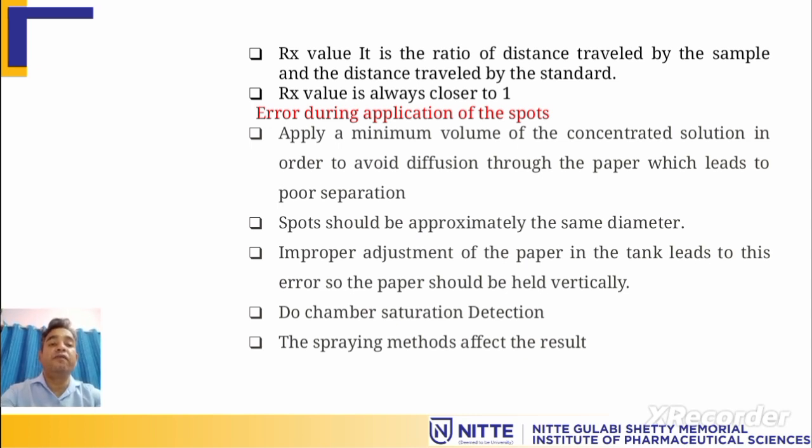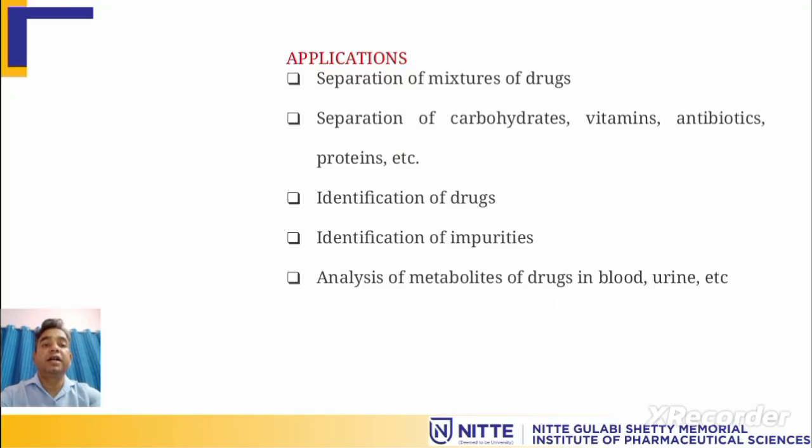So what are the errors during the application of the spot? Apply a minimum volume of concentrated solution in order to avoid diffusion through the paper, which leads to poor separation. Spots should be approximately the same diameter. Improper adjustment of paper in the tank leads to error, so the paper should be held vertically. Do chamber saturation before detection, and the spraying method affects the result. So make sure all this is taken into consideration.